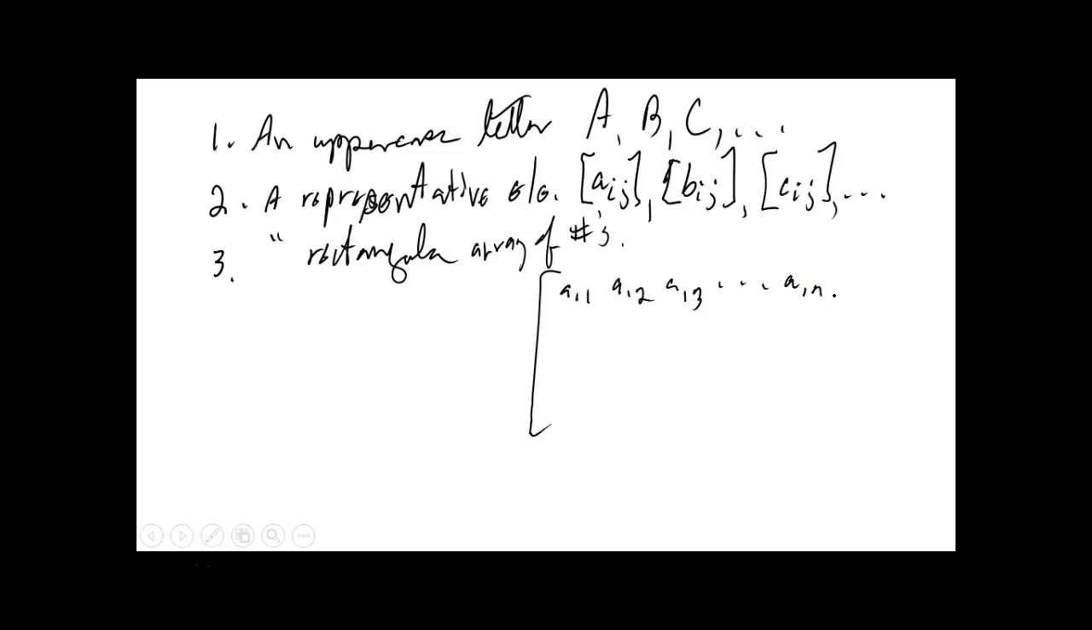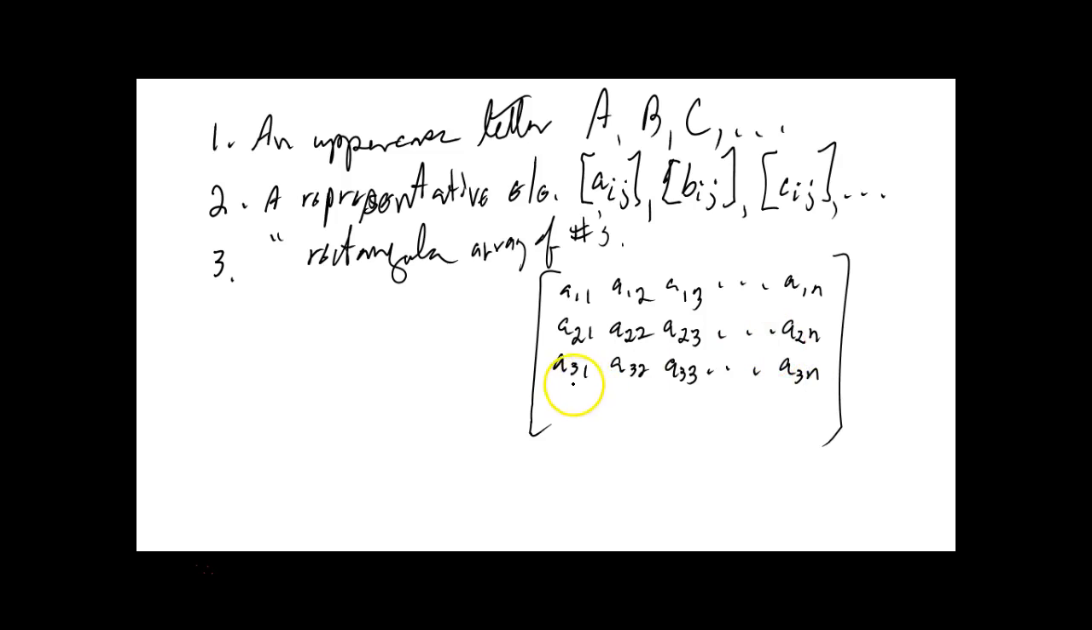Okay, N. Okay, and the next, you tell me the next one down. A21, A22, A23, dot, dot, dot, A2N, and we'll do one more, A31, A32, A33, dot, dot, dot, up to A3N, and then we'll do a dot, dot, dot down here, and what would be my last one?